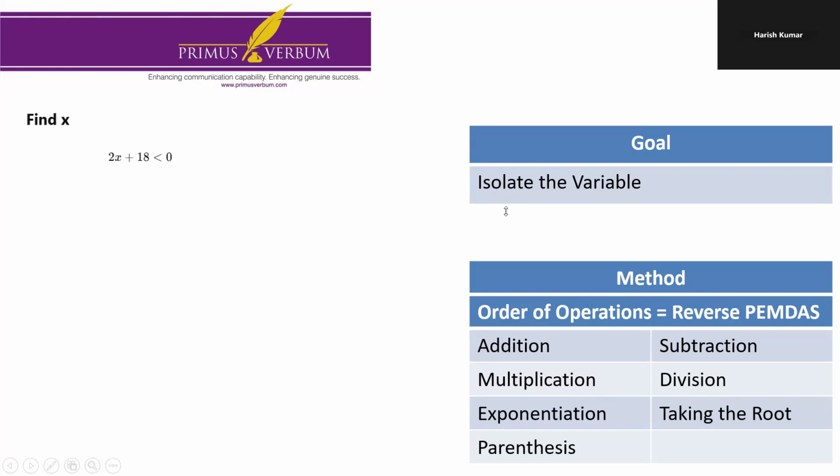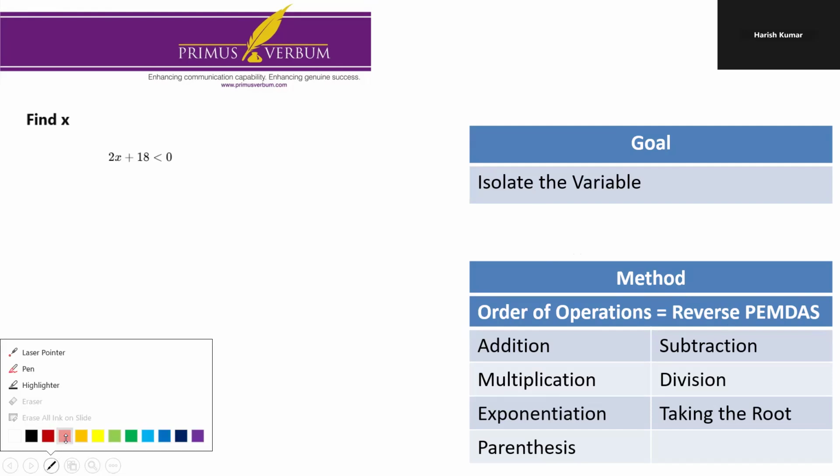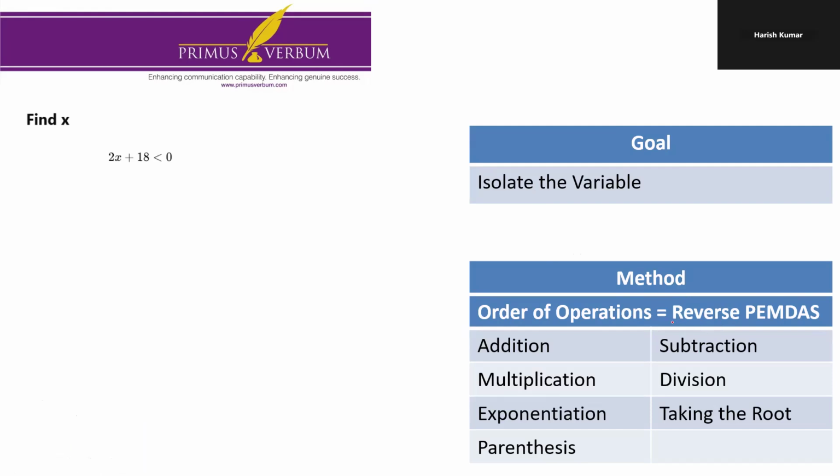The first step is we have to isolate the variable. That is our goal. And the method that we use to attain this goal is reverse PEMDAS. Now, what is this reverse PEMDAS method? It gives us the order in which the different mathematical operations have to be performed to successfully isolate the variable.